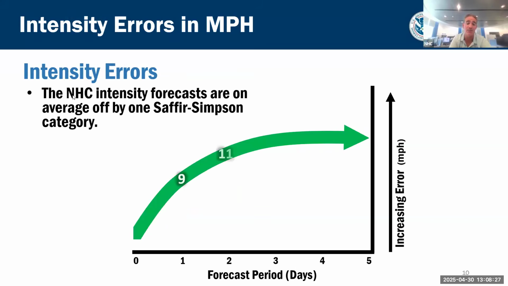The day one error is around 9 miles an hour. And then you can see it goes up to around 15 miles an hour by day 5. I don't want you to get too in the weeds with the numbers here. Here's a simple way to look at it. We're typically off by about 1 Saffir-Simpson category. So if you're listening to us today from the Gulf Coast or Florida or the Southeast Coast, you may have heard this old expression, hey, prepare for 1 category higher.